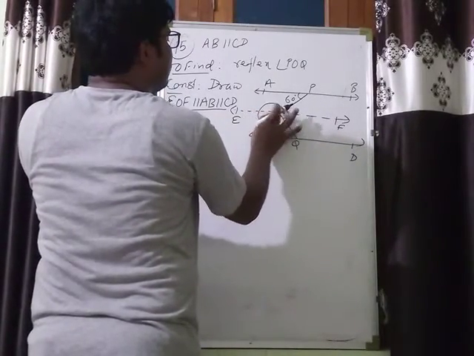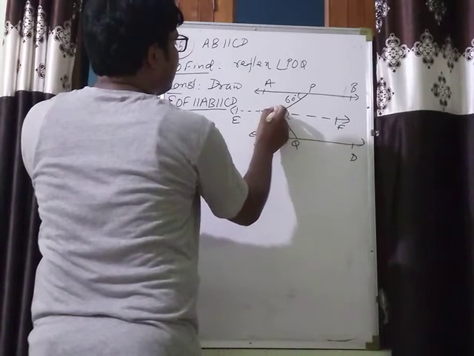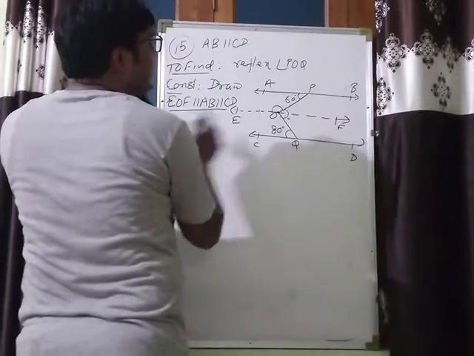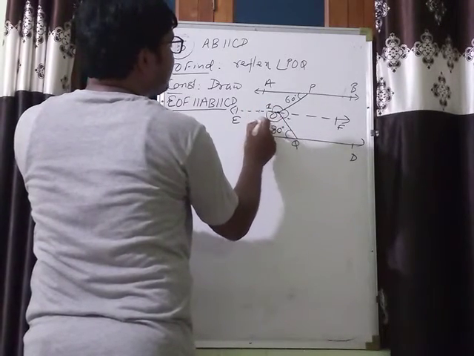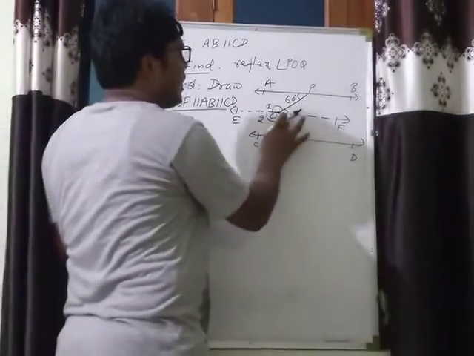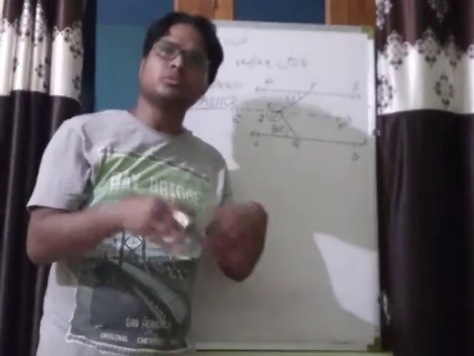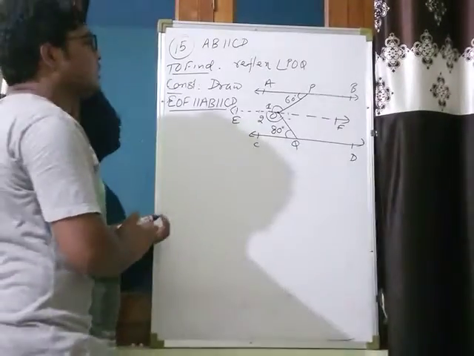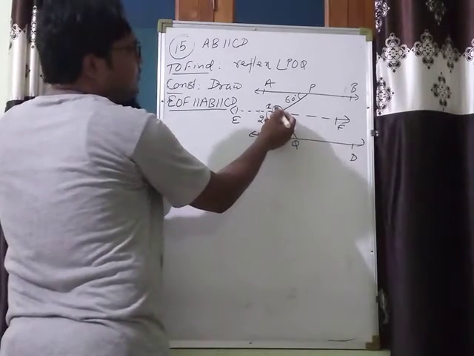Let this angle be angle 1 and this one be angle 2. After that I am going to find out angle 1 and angle 2. After that we will add them, angle 1 and angle 2, and we will get reflex of angle POQ. Okay, see, what will be angle 1? How can we find out angle 1?